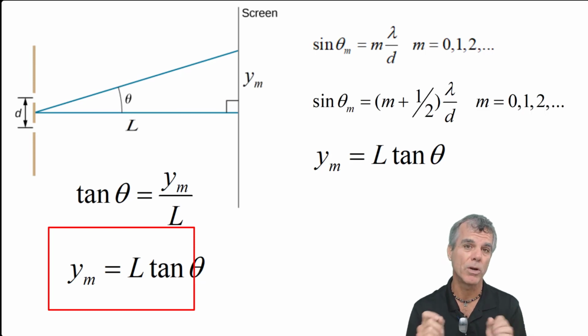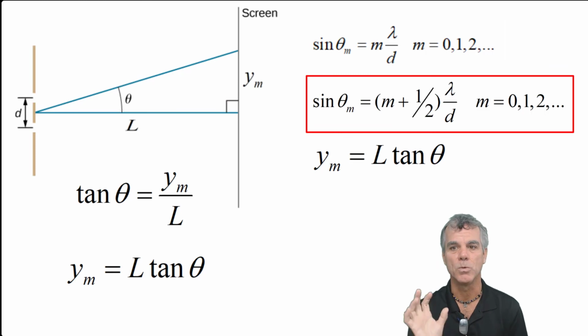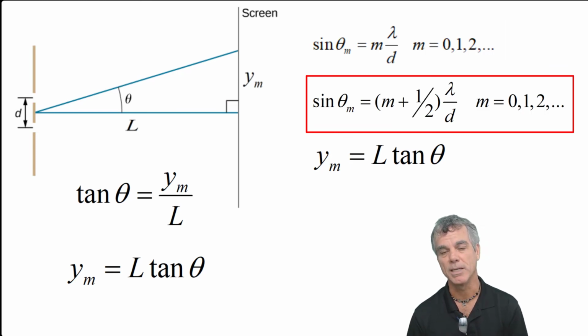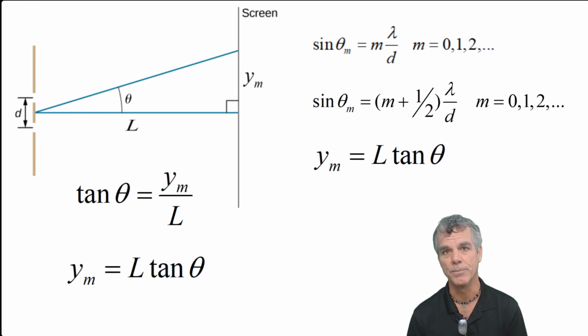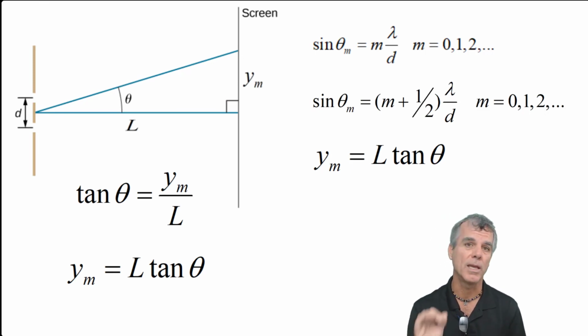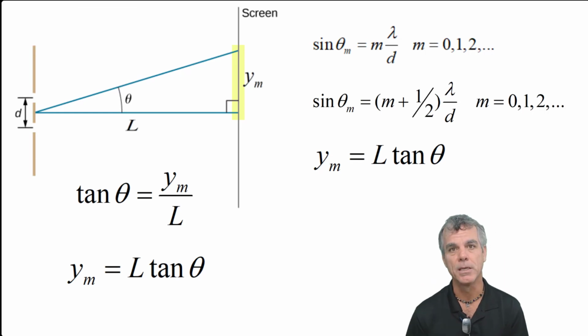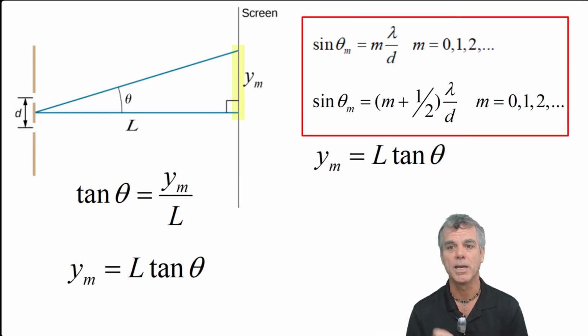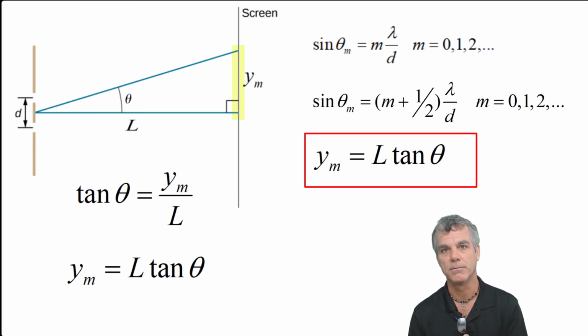Remember, the condition for bright fringes is sine theta_m equals m lambda divided by d. The condition for dark fringes is sine theta_m equals (m plus a half) lambda divided by d, where in both cases m can be 0, 1, 2, 3, and so on. So to get how far away a bright or dark fringe is on the screen from the central bright maximum, we first solve for the angle theta of the bright or dark fringe, and then we can use y_m equals L times tangent of theta.